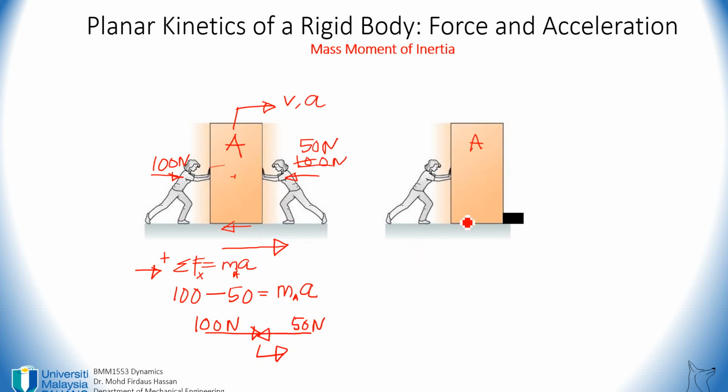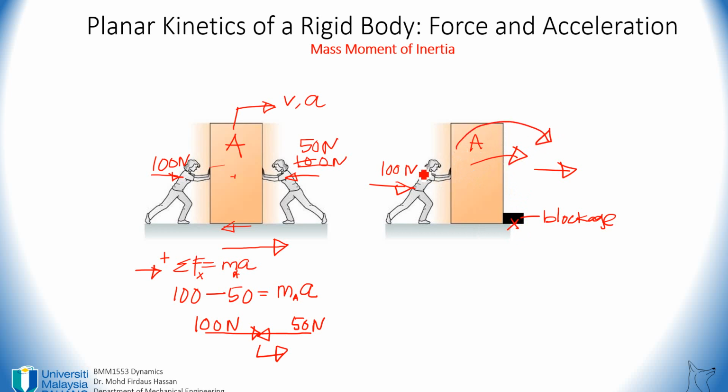But when we go to the second figure, the same block A is pushed by this guy with, for example, 100 Newton. We have a blockage here, or stopper, so it will stop block A from moving to the right. So what happens when this guy gives 100 Newton force to the right? When this one doesn't move, this block will tip over.